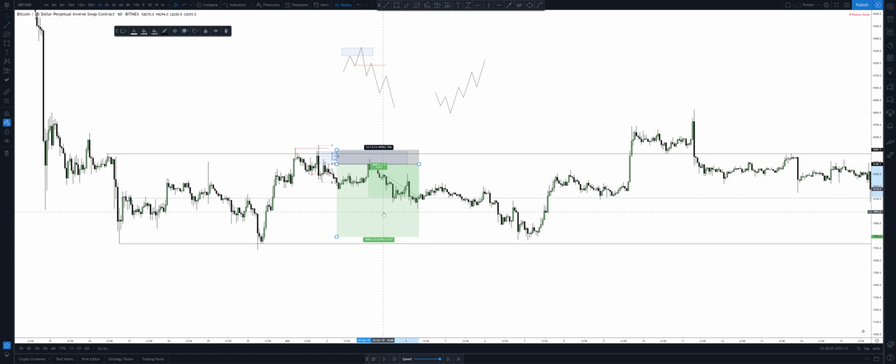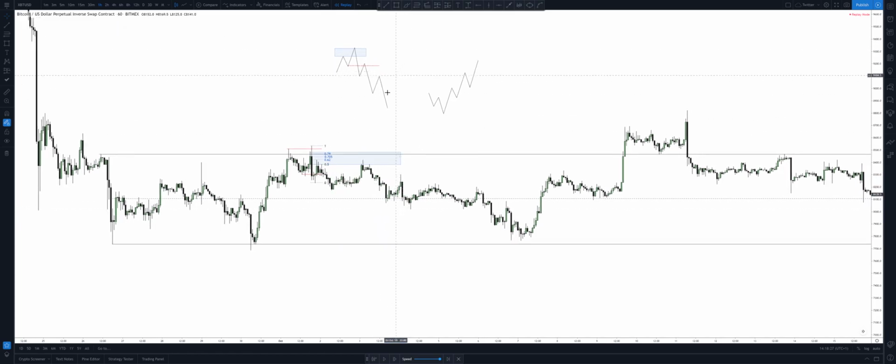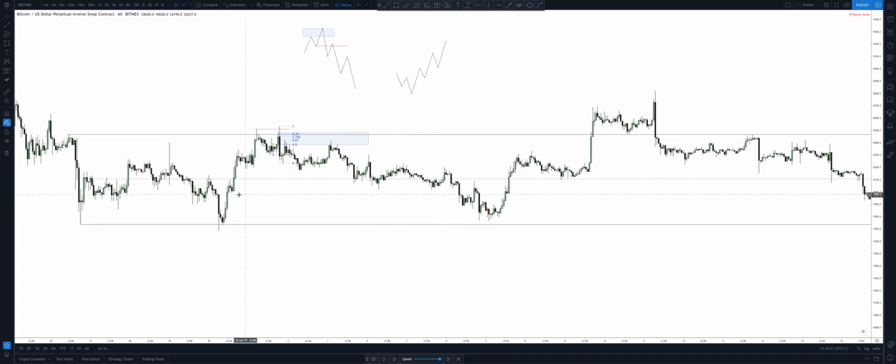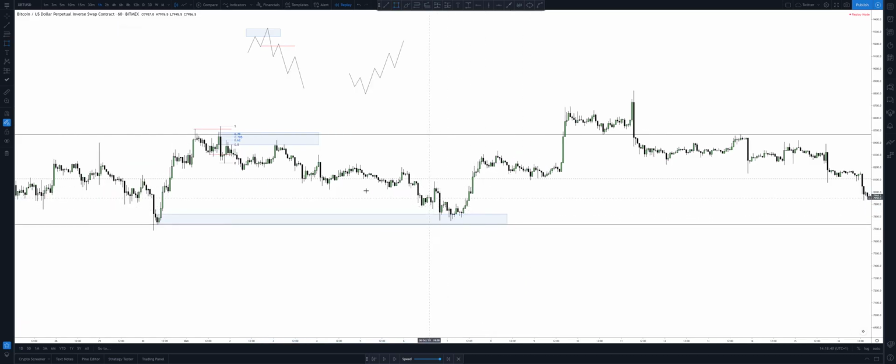Now for a long scenario, we want to see something similar, but basically the exact inverse of it. I want to see a low being formed, followed by a sweep of that low and a break in structure. Then we want to be entering a long. So right now, let's say we want to enter a long right here, and we know price is stalling at this level. So we wait for a sweep of a previous low and then a shift in structure.